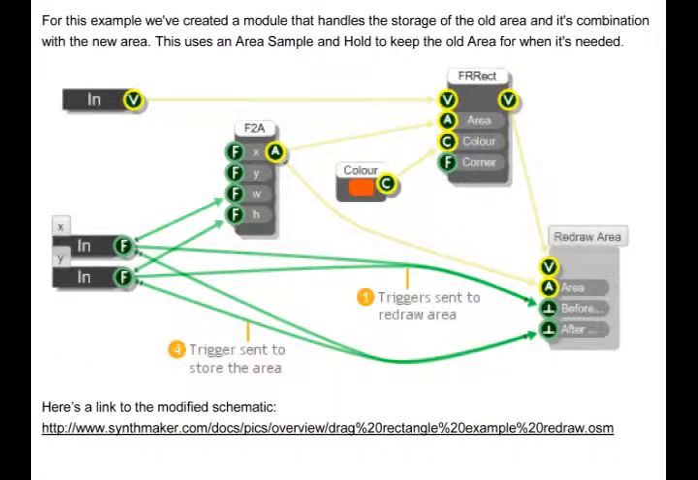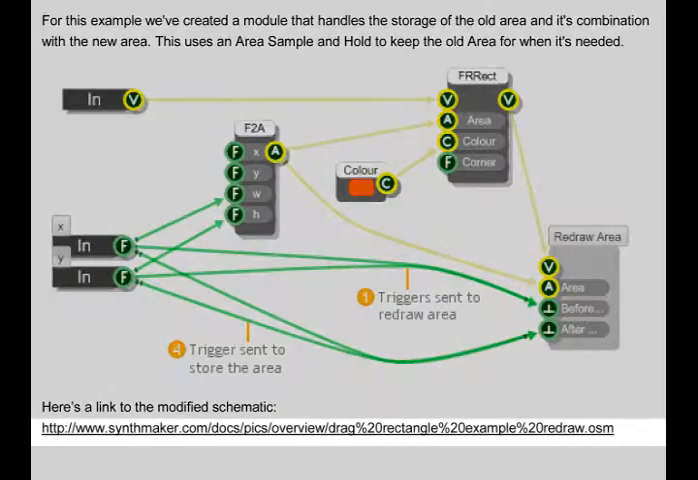For this example, we've created a module that handles the storage of the old area and its combination with the new area. This uses an area sample and hold to keep the old area for when it's needed. Here's a link to the modified schematic.